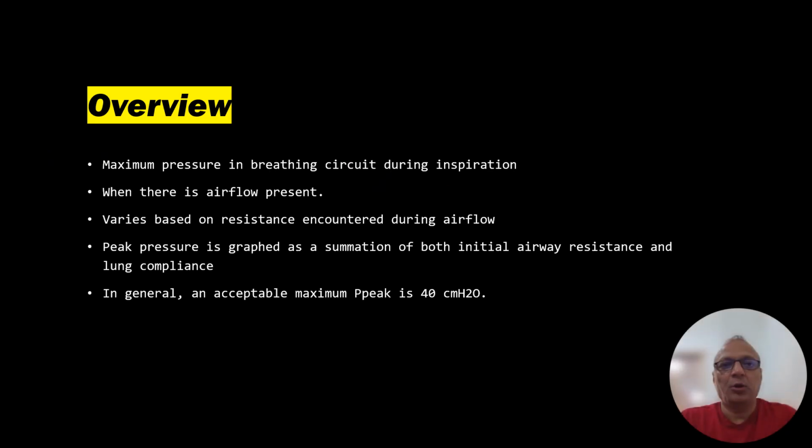Peak pressure is the total and the maximum pressure generated by the ventilator to overcome airway resistance and alveolar resistance to attain peak inspiratory flow and to deliver desired tidal volume. Put simply, it is the amount of airway pressure delivered by the ventilator to initially overcome the resistance of the endotracheal tube, airway and the alveoli. It is graphed as a summation of both initial airway resistance and lung compliance. In general, an acceptable maximum peak is 40 cm of water.